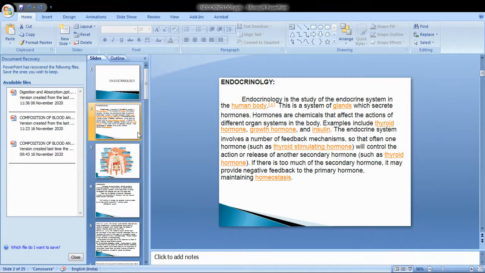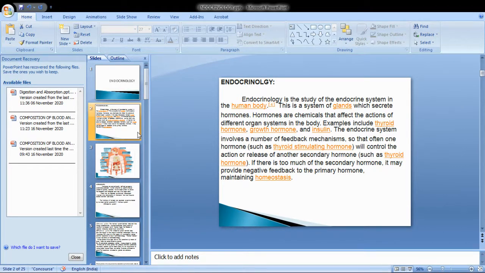Examples include thyroid hormone, growth hormone, and insulin. The endocrine system involves a number of feedback mechanisms, so that often one hormone, such as thyroid stimulating hormone, will control the action or release of another secondary hormone, such as thyroid hormone. If there is too much of the secondary hormone, it may provide negative feedback to the primary hormone, maintaining homeostasis.